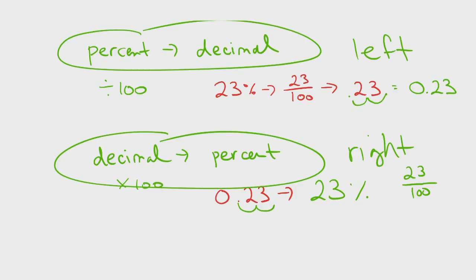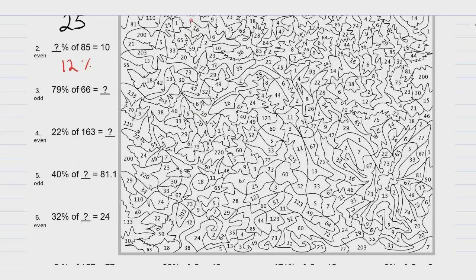It's always 2 spaces. And when you're doing a percent to a decimal, you're making the number smaller. So of course you're going to move it to the left. When you're doing a decimal to a percent, you're making the number bigger. So of course it's going to be to the right. Let's continue with the worksheet. Problem 3 is 79% of 66.